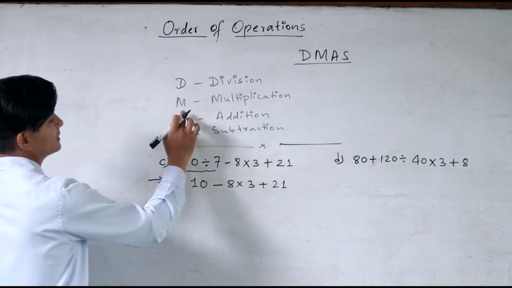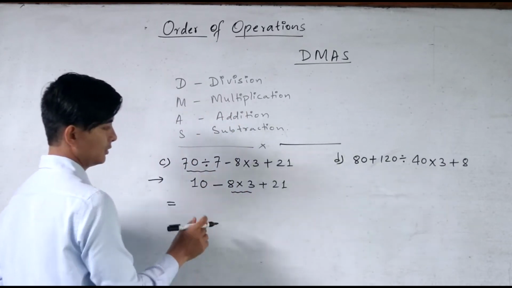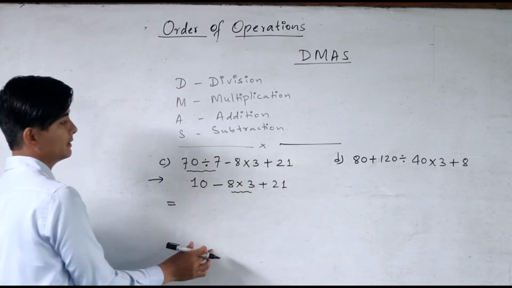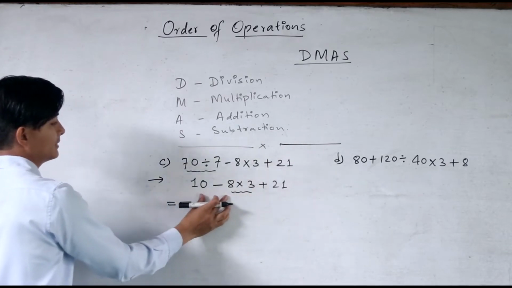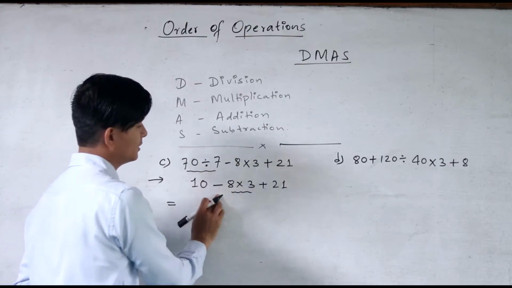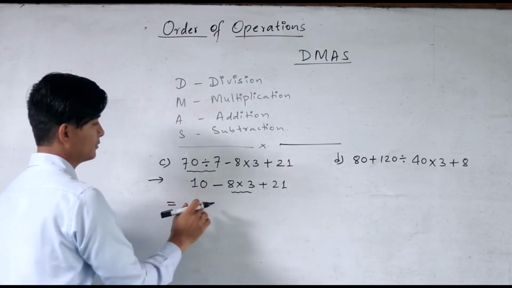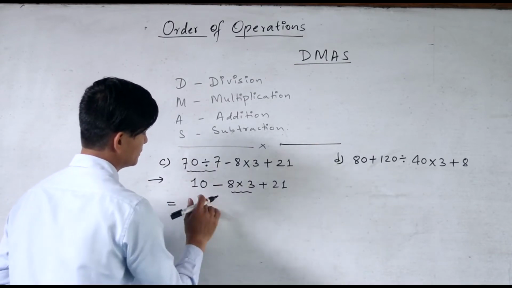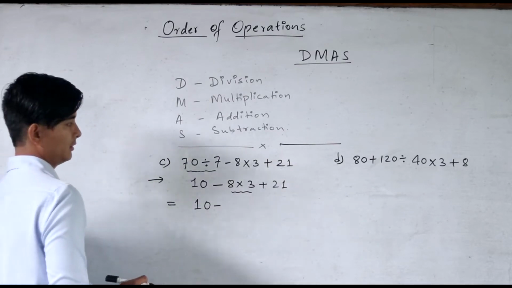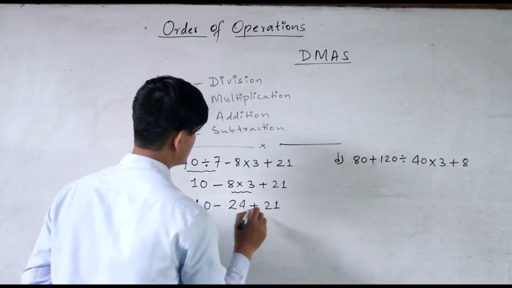Now in our second step, we have multiplication, so we have to do multiplication. Okay, don't do subtraction first. First we have to do multiplication and then addition. If it is subtraction here, some of the students might do subtraction over here, so please don't do that. We have to go stepwise, or we have to go by the DMAS rule. Okay, so 10 minus 8 into 3, 3 eights, it will be 24 plus 21.